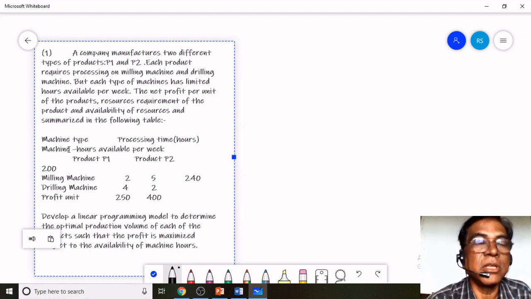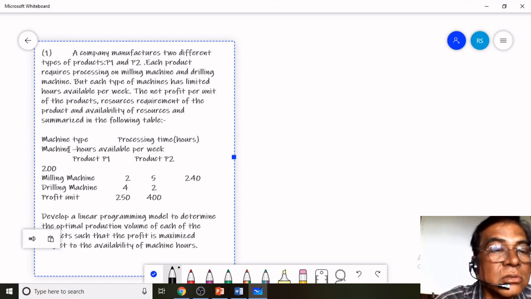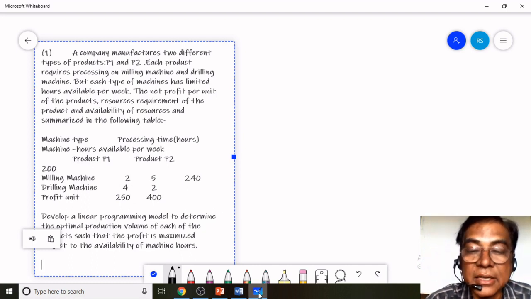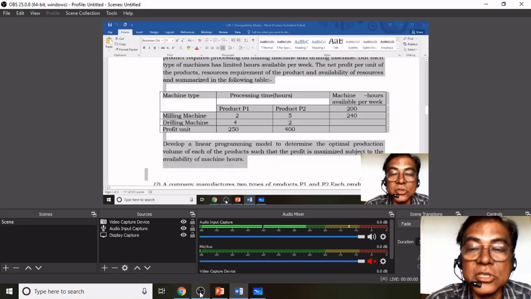The point here is that there are two types of machines, milling and drilling machines, with profit per unit of 250 and 400. Okay, and come to this point.